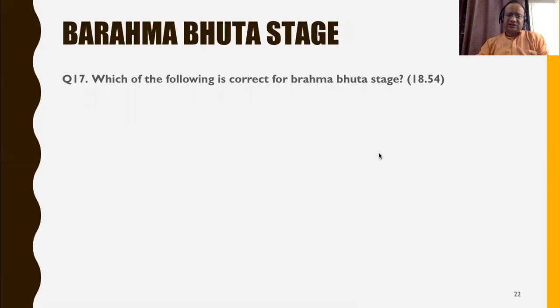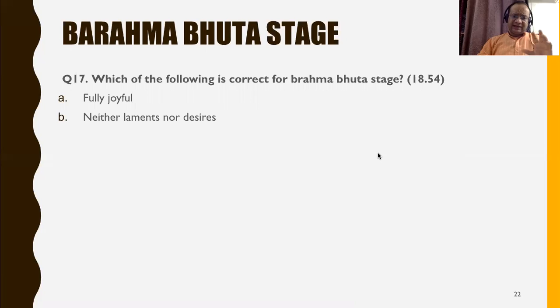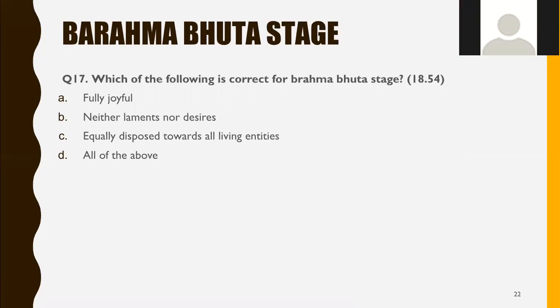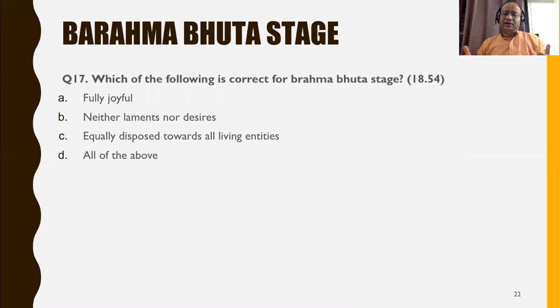So what do you mean by Brahma Bhuta stage? Fully joyful, neither laments nor desires, equally disposed towards all living entities. All of the above. So when we are doing spiritual practices, these are the symptoms that we get in the initial stages. We start to become happy. We don't become morose or depressed easily. We don't have unnecessary hankering desires. And we become equally disposed towards all living entities. So this is the initial platform, which is known as Brahma Bhuta stage.